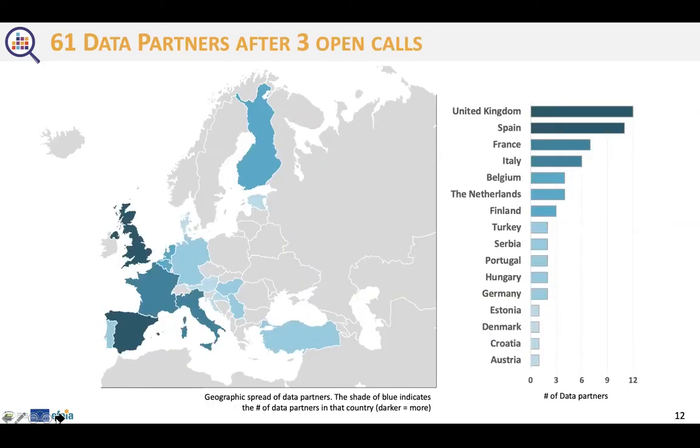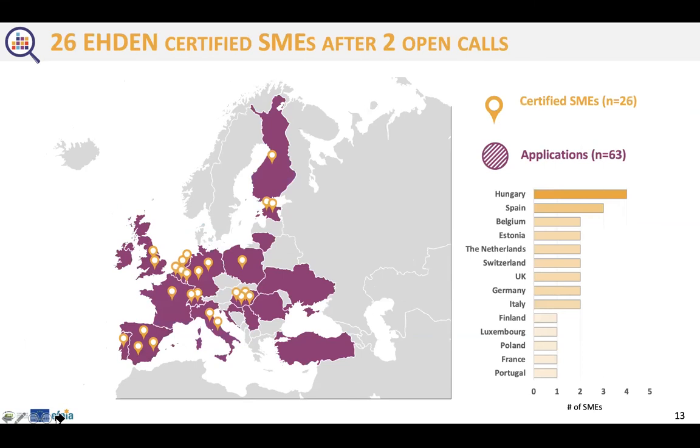In terms of where we are currently with the existing data partners, this is after 3 open calls. We currently have 61 data partners, where you see the geographical spread across Europe in this slide. And similarly for the SMEs, currently 26 are certified, and you also see the geographical distribution on this map.